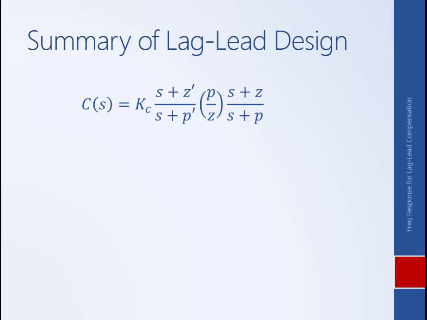So that brings us to the conclusion of this lecture. Just to give a little summary. Here we tried to design a lag-lead compensator. It had a lag compensator combined with a lead compensator. The reason that we did this is because it gives us extra freedom in our design so that we can try to achieve a certain level of speed of response as well as a certain amount of overshoot, which can be difficult to achieve if we use only a lead by itself or only a lag by itself.